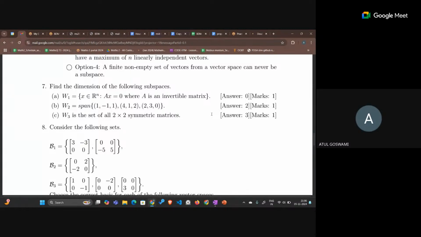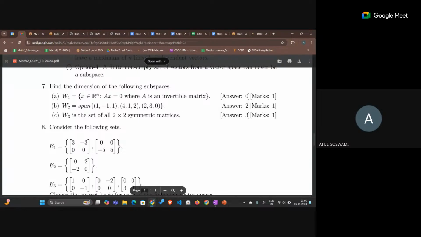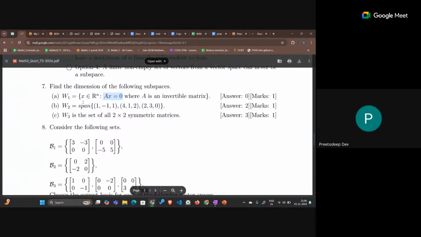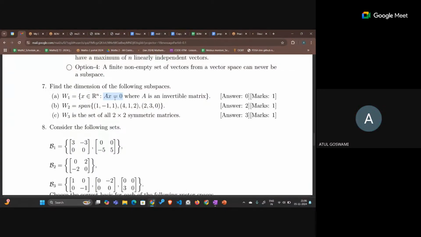But in the third case, when this same homogeneous system is given, but it is given that A is not invertible, A is a singular matrix, then what will happen? The determinant is zero. That means it has infinite solutions, including zero. In that case, it will form a vector space, and the dimension would be the number of independent variables for this system.